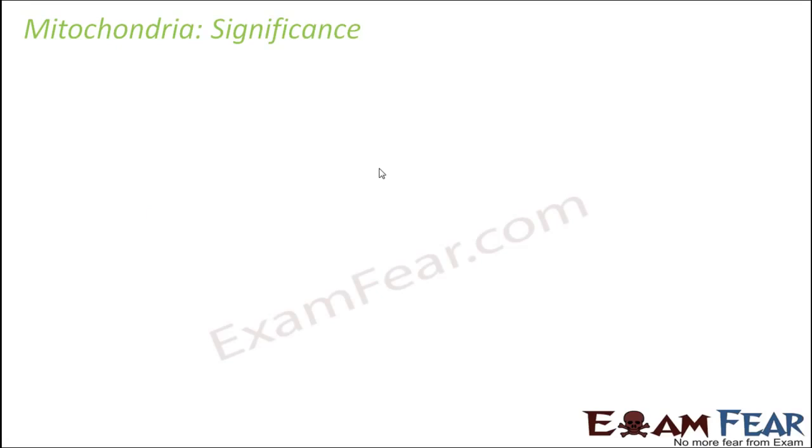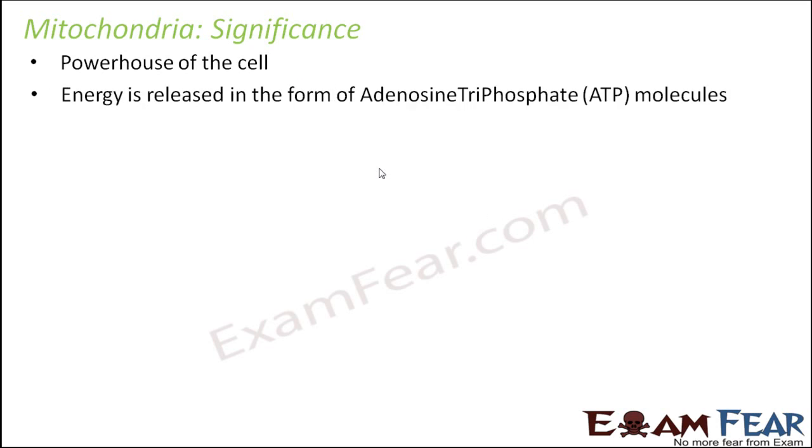To sum up our discussion, let us look at what makes mitochondria so significant. Needless to say, it is the powerhouse of the cell. It is the site where glucose is oxidized to produce carbon dioxide, water and energy in the form of ATP molecules. We have discussed cellular respiration in our junior classes. So energy is released in the form of ATP molecules, that is adenosine triphosphate molecules.